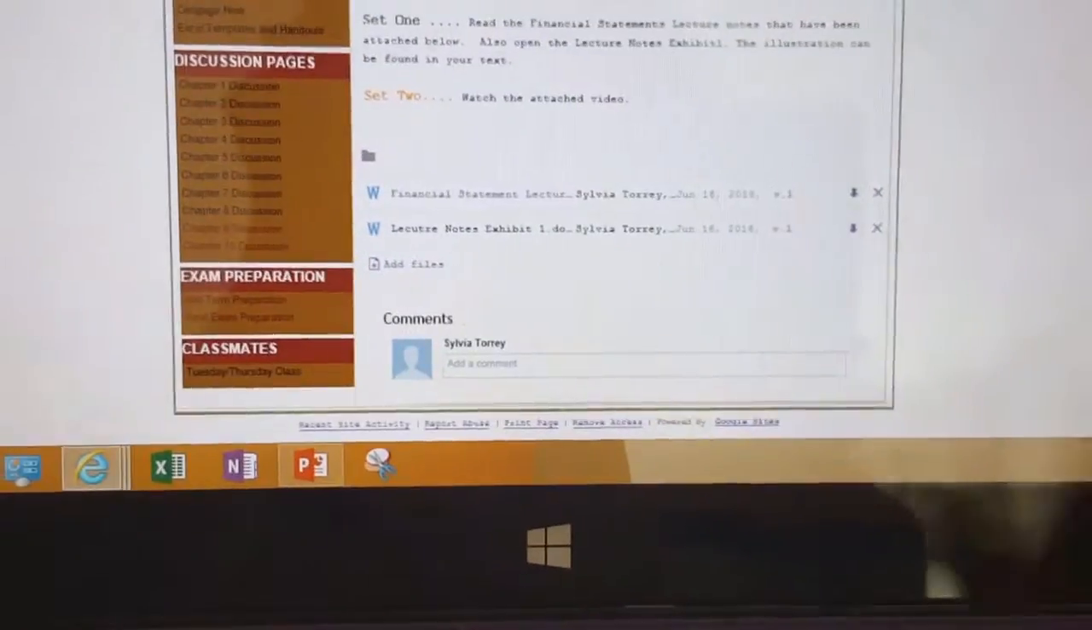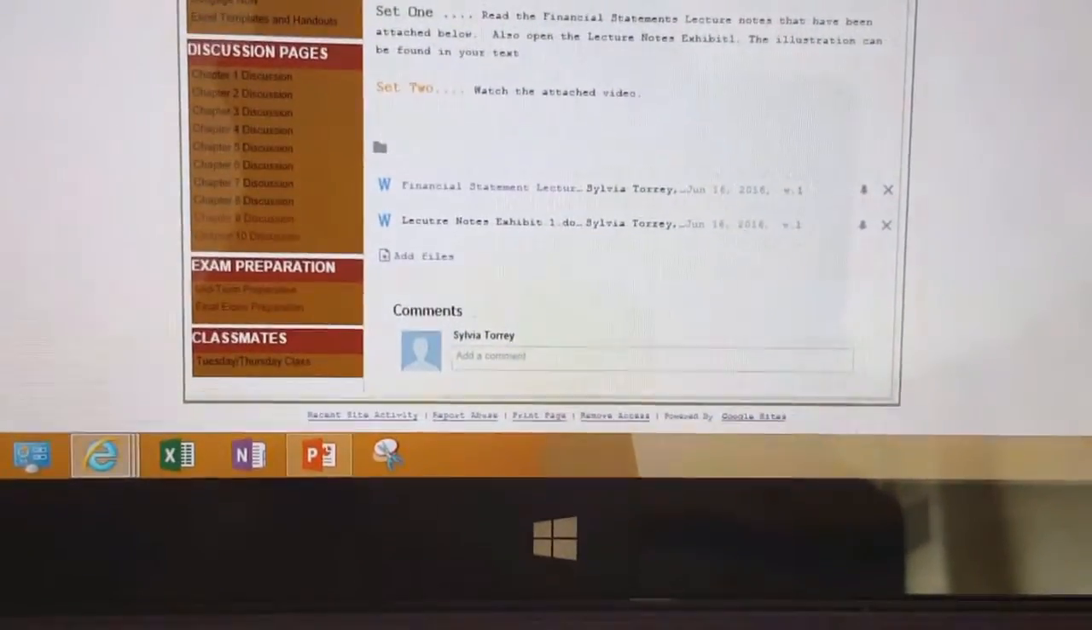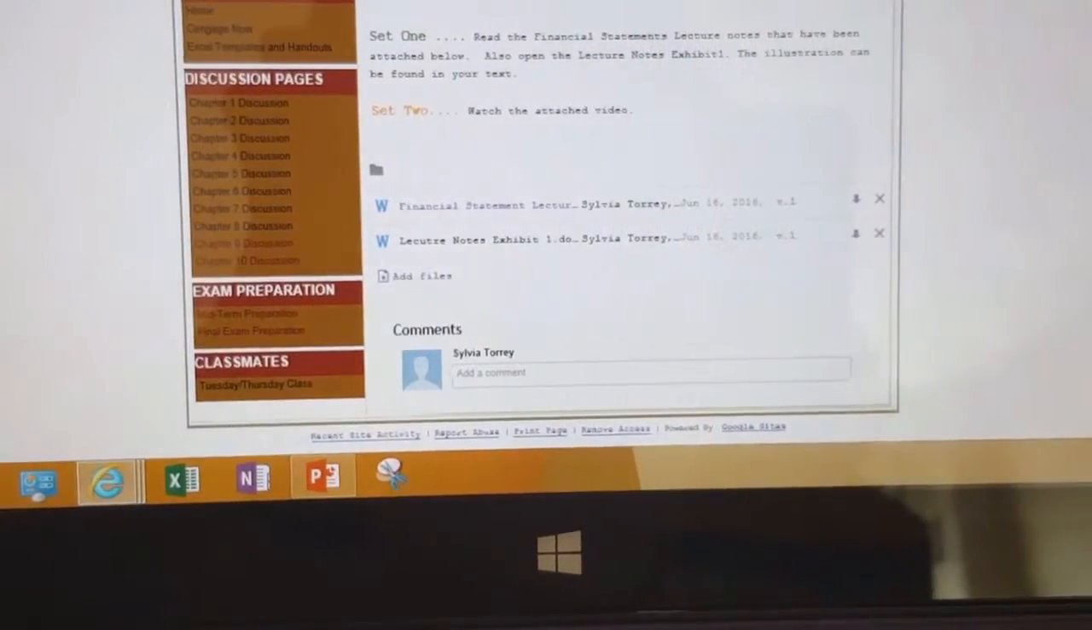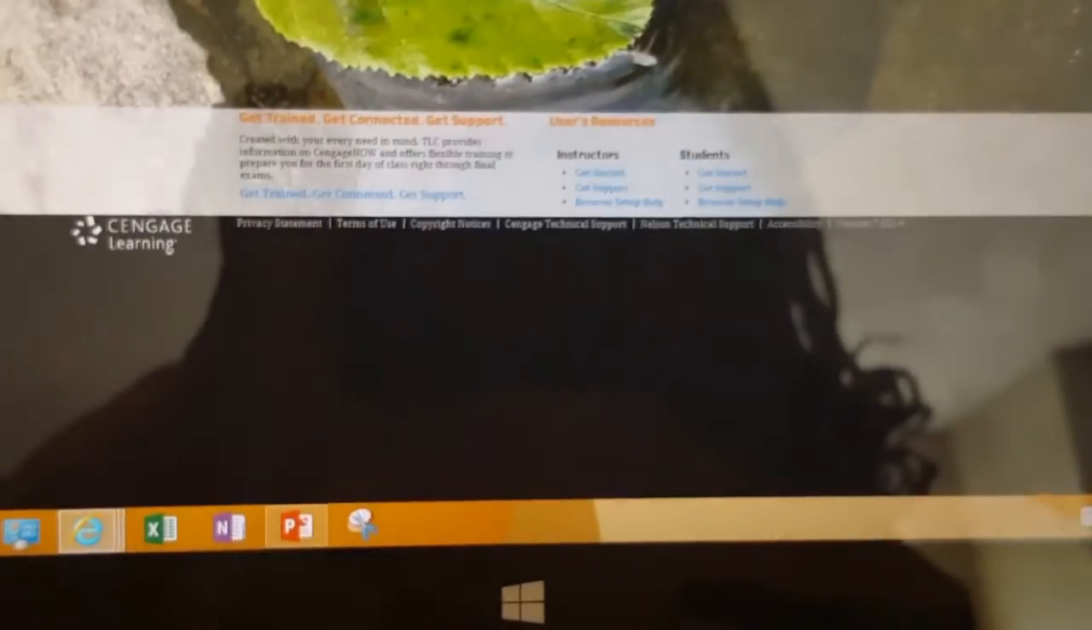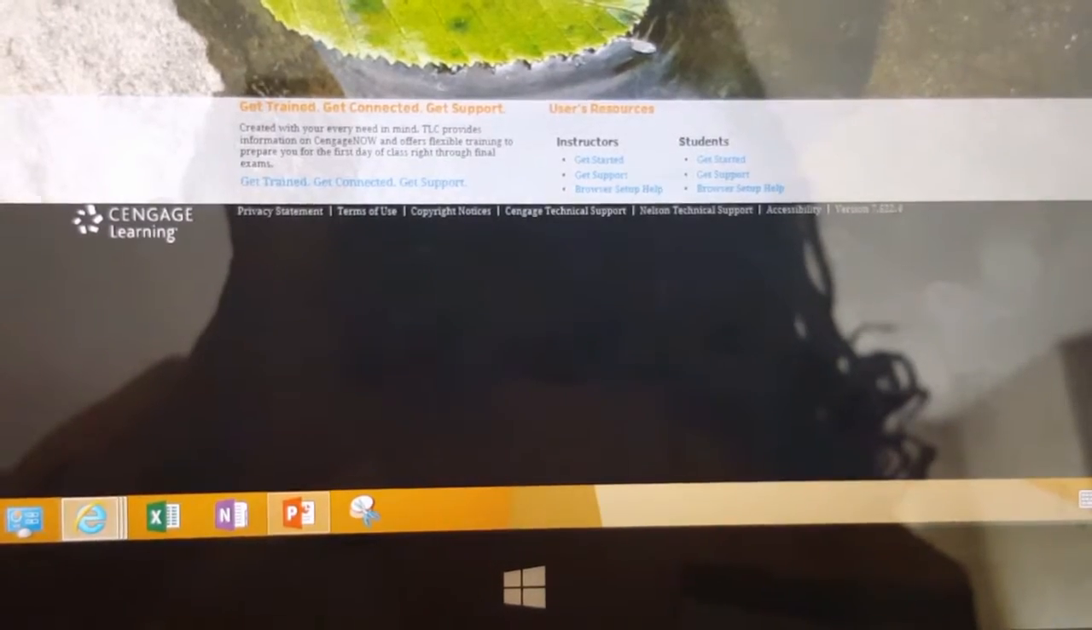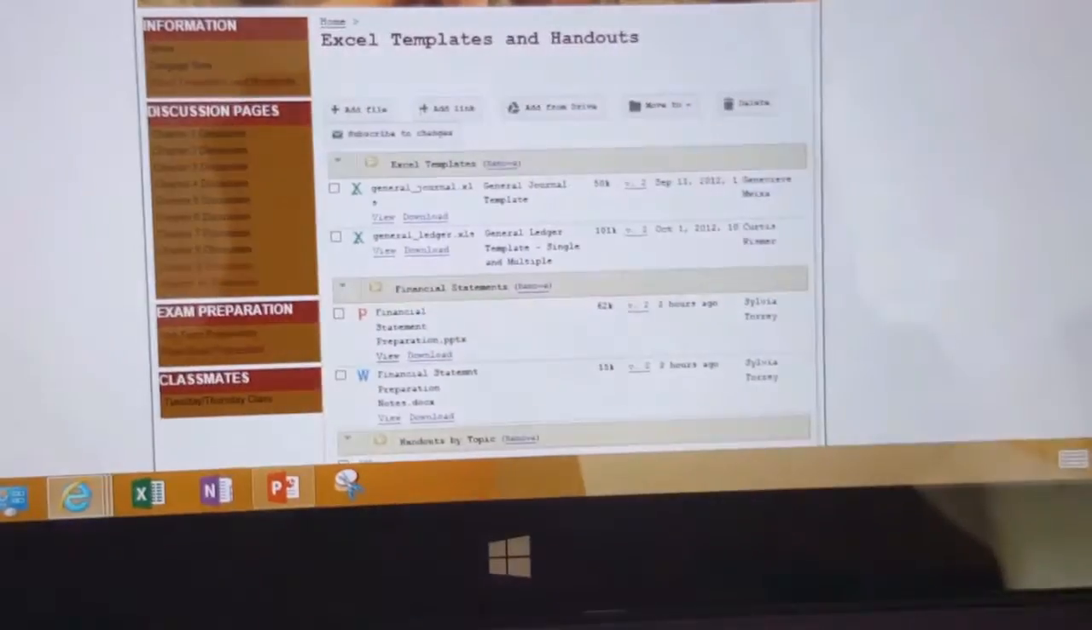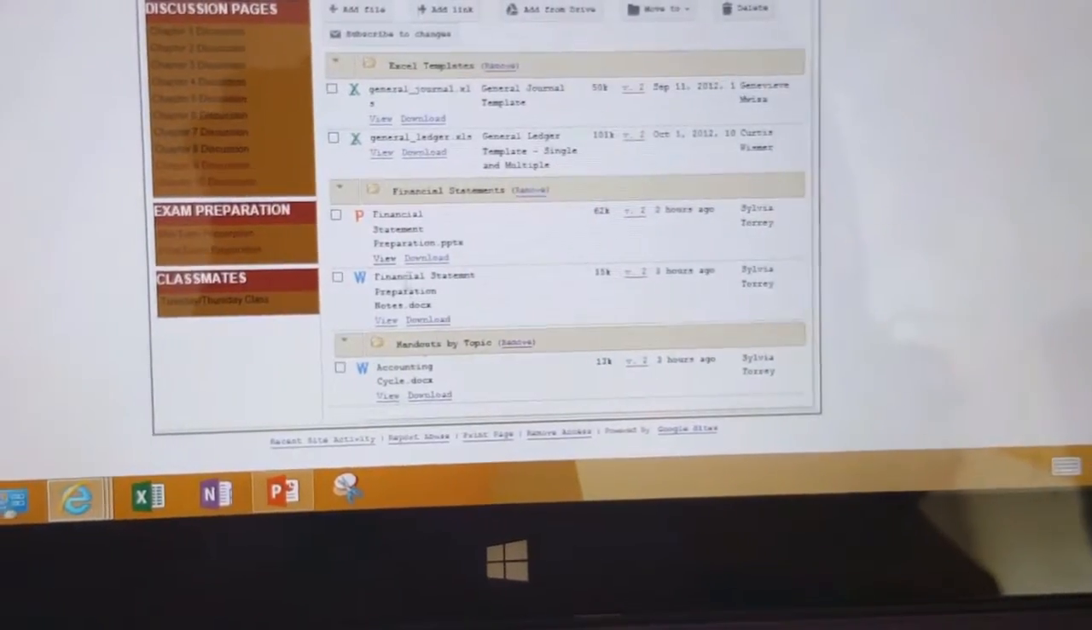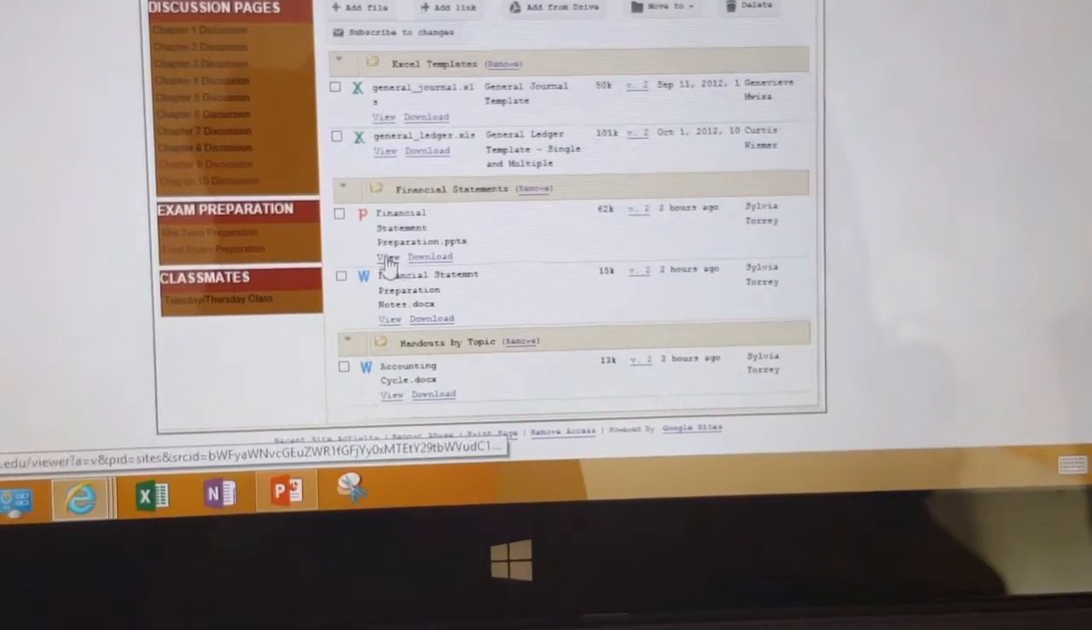Right, so let's talk about part two of our financial statements. At this point, we're going to look at our statement of retained earnings, okay?